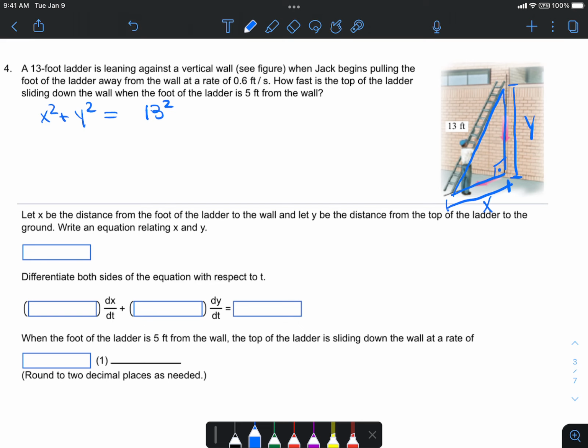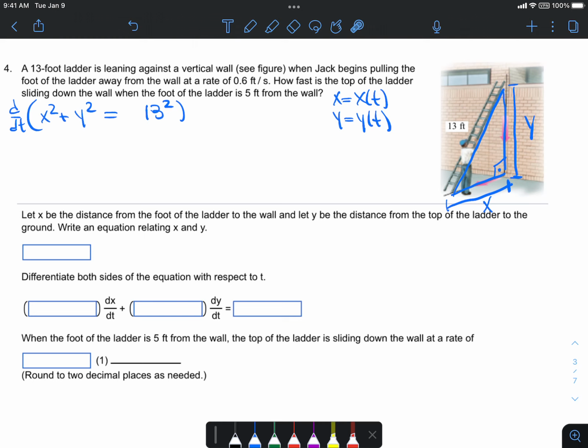The next thing you do is you differentiate both sides implicitly with respect to t. t is a variable that's not mentioned here, but because I'm given the rate of change of the foot of the ladder with respect to time, I'm assuming that x is x of t and y is y of t. So I differentiate both sides with respect to t.